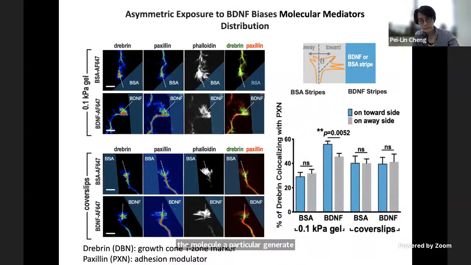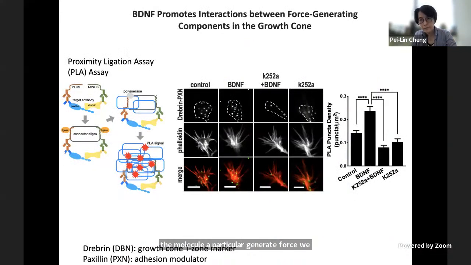And we did confirm this interaction with a biochemistry assay, but I won't show the result here. Instead, I show the result of this proximity ligation assay, an antibody-based in situ detection for protein-protein interaction, through which we can visualize the interaction between the T-zone factor drebrin and the adhesion factor Pillin directly. And in this assay, the number of PLA contacts reflects the interaction of Pillin and drebrin.